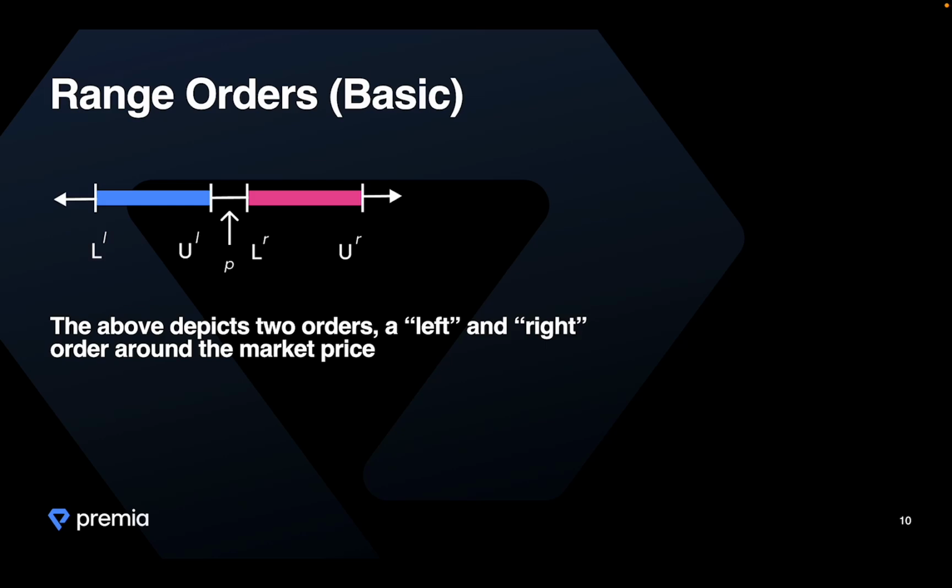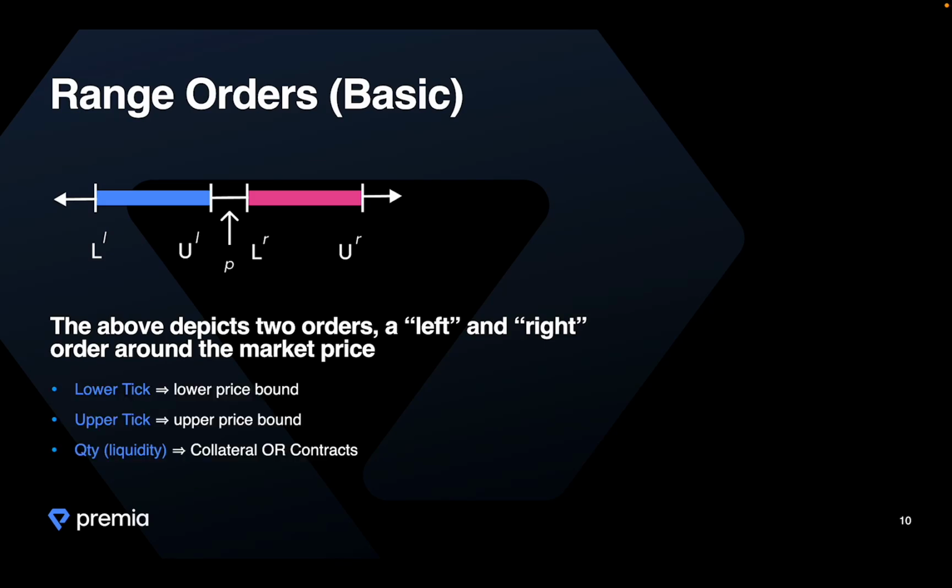So finally, we'll get into these range orders that we keep talking about. A range order basically consists of 3 parts, right? You have a lower tick, you have an upper tick, and you have a quantity. You could also call it liquidity. The liquidity or quantity can be either derived from collateral or contracts.